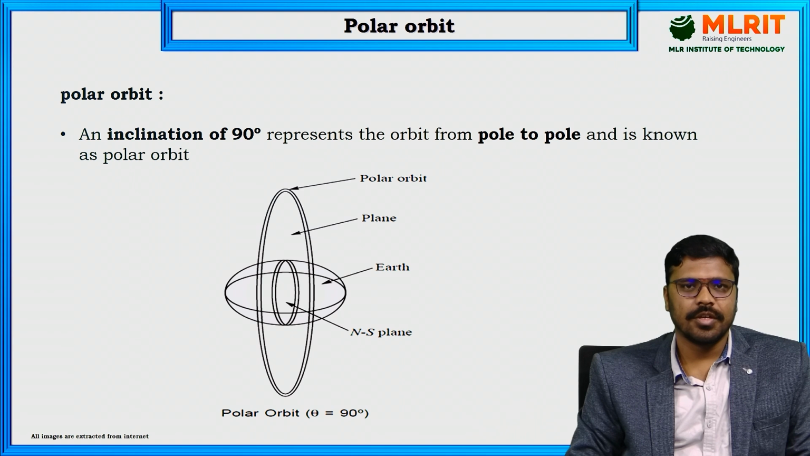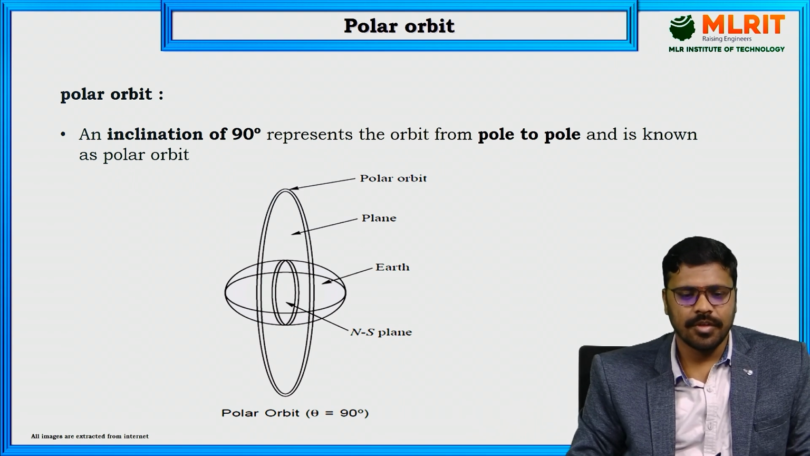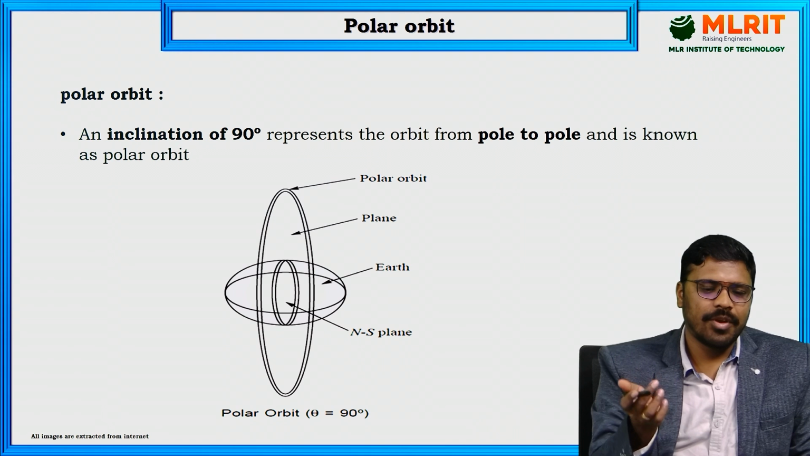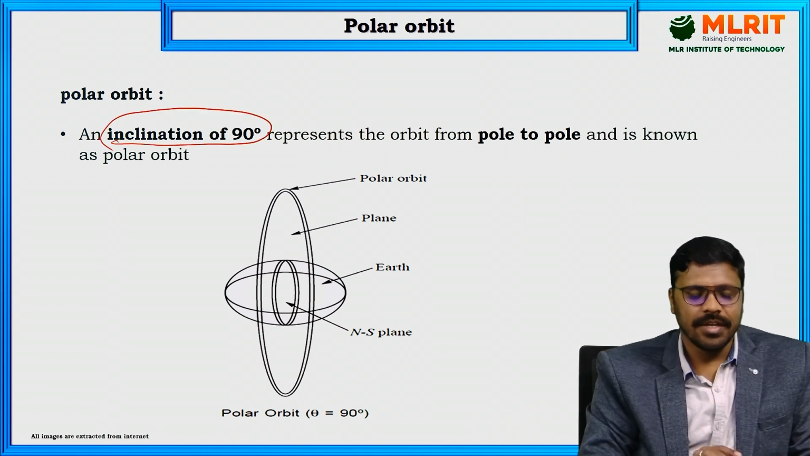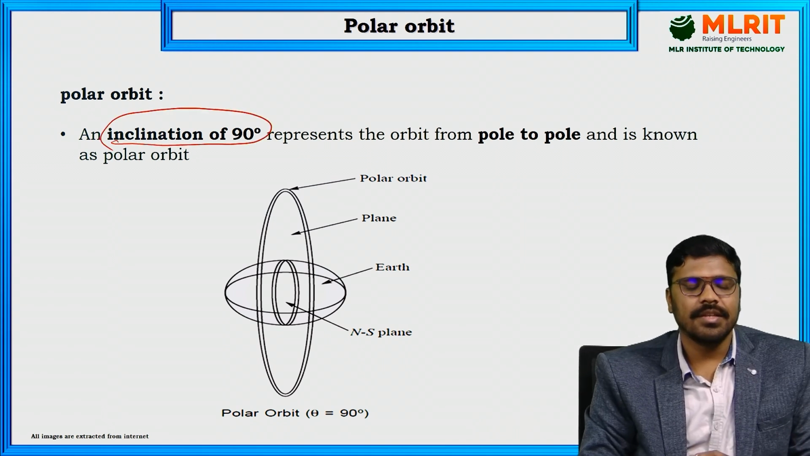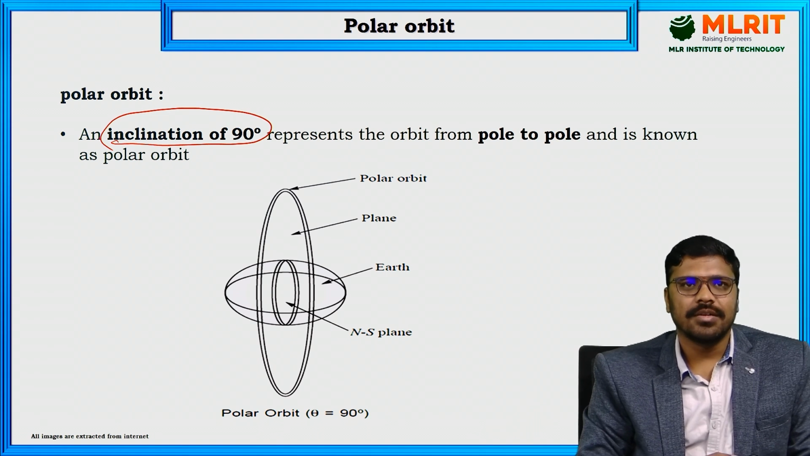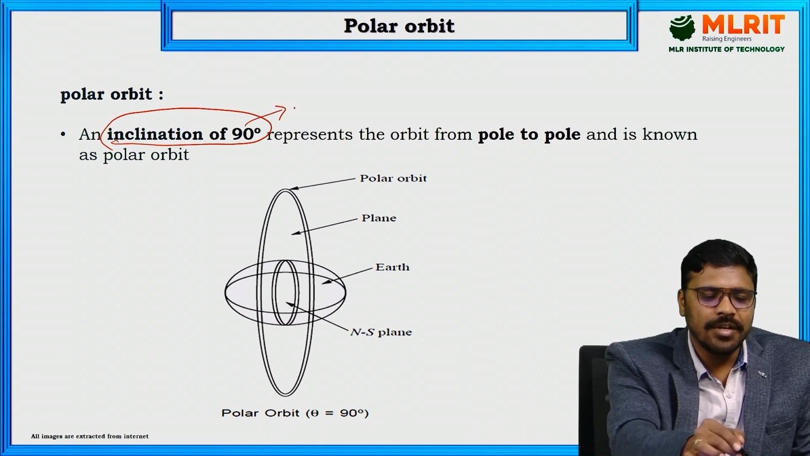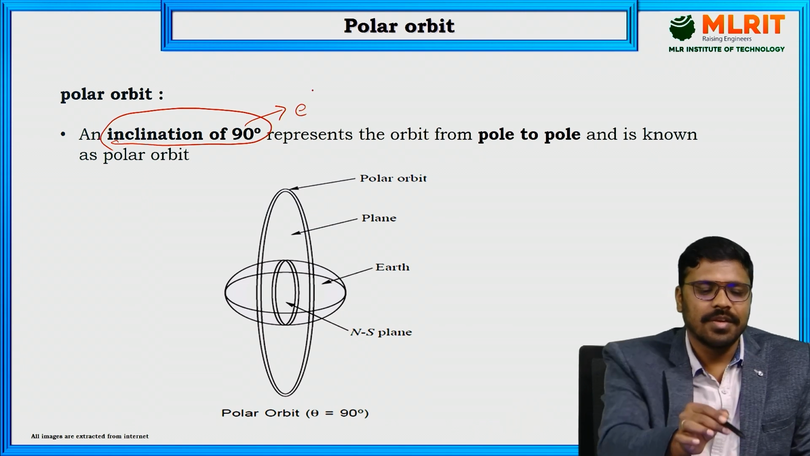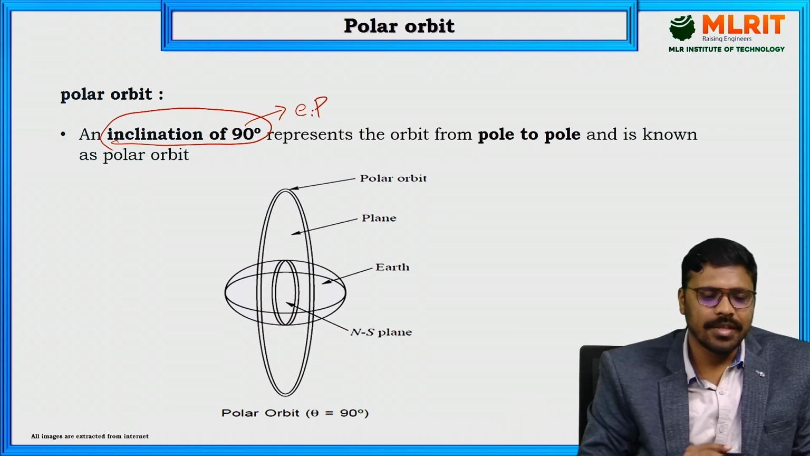Next, the next topic is polar orbit. So what is polar orbit? A polar orbit is nothing but an orbit whose inclination is 90 degrees. This inclination of 90 degrees is with respect to the equatorial plane. Then that is a polar orbit.